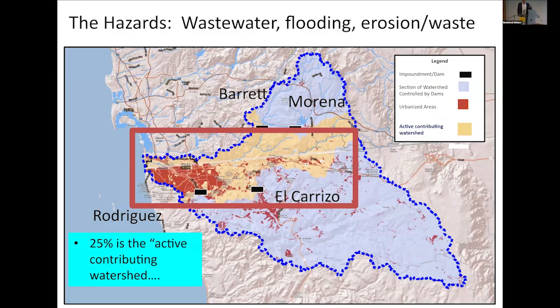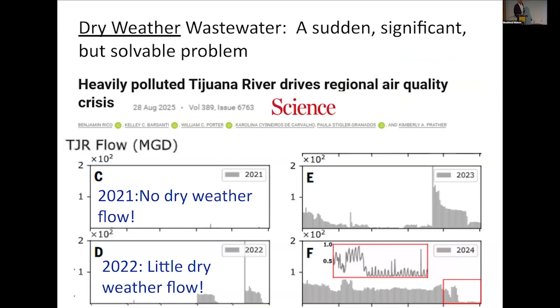So those are the resources, then the hazards. I'm going to talk about wastewater, flooding, and erosion, and associated wastes. So all of those hazards originate in the part of the watershed that straddles both sides of the border. It's about half in the United States, half in Mexico, and includes all of Tijuana. That's the active contributing area of the basin. And that's where all of the wastewater, the flood flows, and the erosion happens. So I'm going to talk about wastewater first.